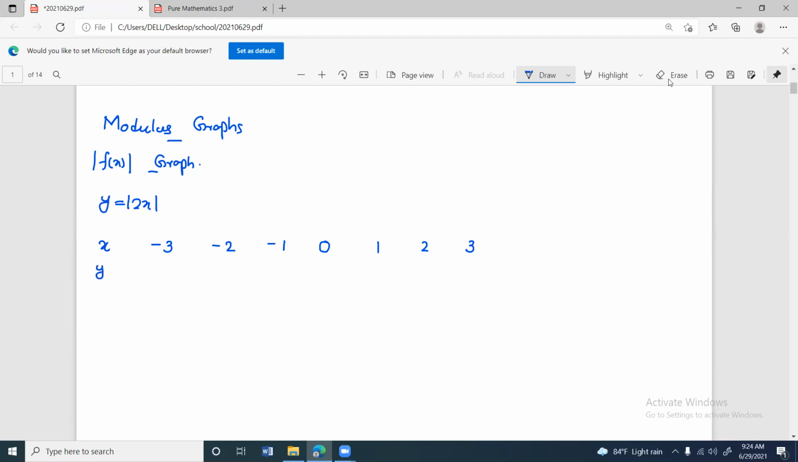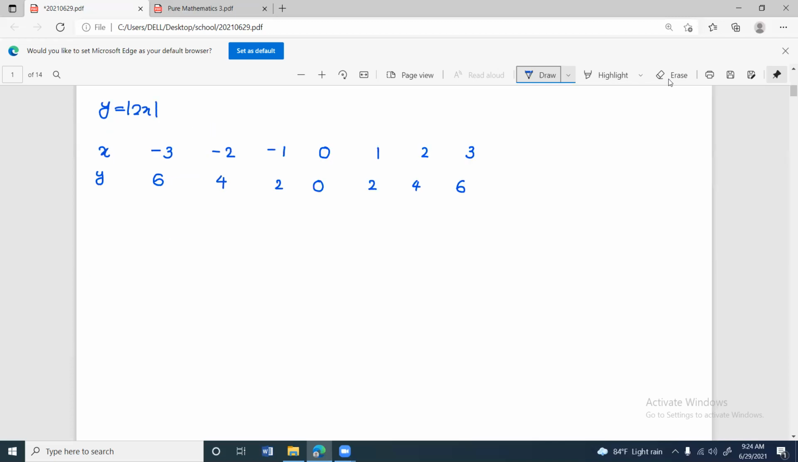Modulus of 2 into minus 3 is minus 6, and modulus of minus 6 is plus 6. 2 into minus 2 is minus 4, and modulus of minus 4 is 4. Then 2, 0, 2, 4, 6. If you plot this graph, it would be just like this.